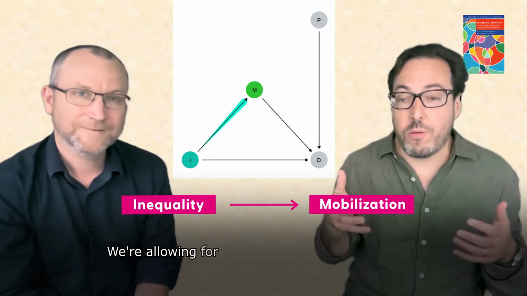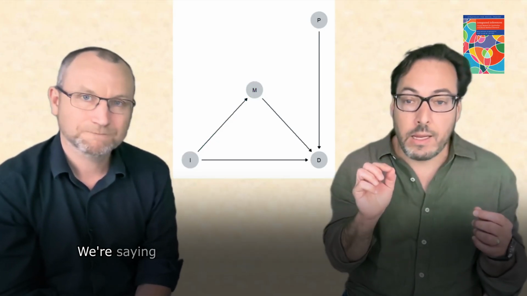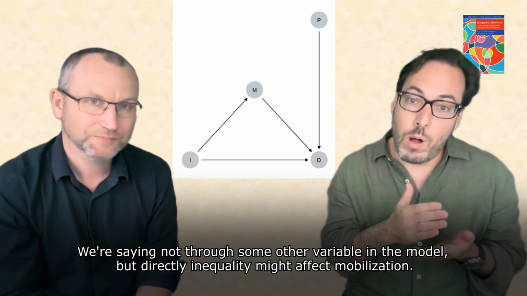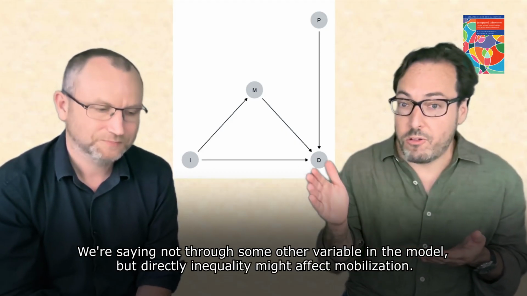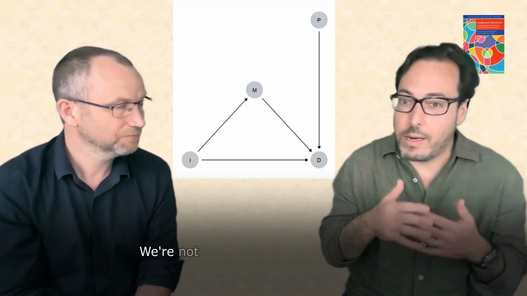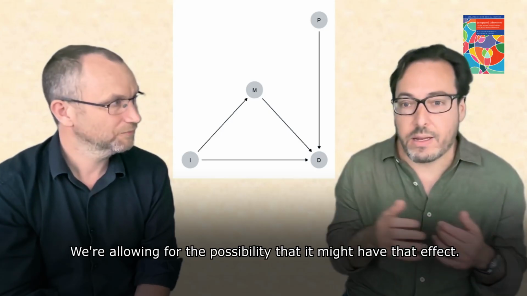We're allowing for the possibility of a direct effect, and that's important. We're saying not through some other variable in the model, but directly inequality might affect mobilization. But when we include the arrow, we're not saying it definitely has that effect. We're not saying it always has an effect. We're just saying we're allowing for the possibility that it might have that effect.